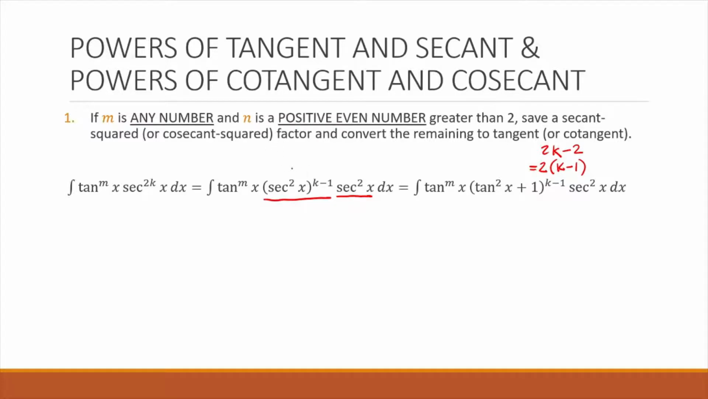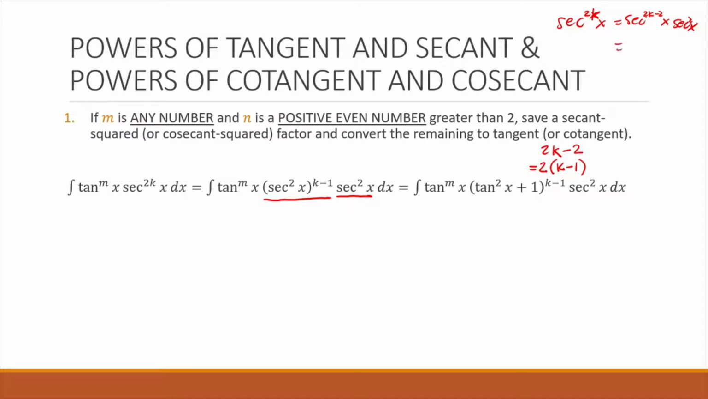So from secant raised to 2k of x, nag-subtract ng 2. Secant raised to 2k minus 2 of x so that we can isolate secant squared x, right?